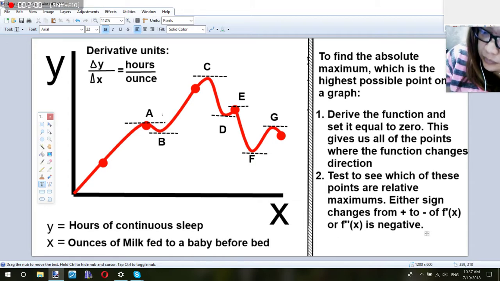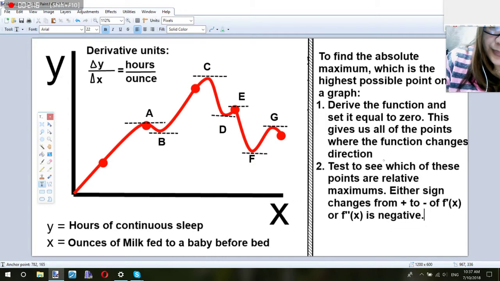So if you take a look at A, C, and E, the function is concave down. So that means my second derivative is negative. Also, for all of the points A, C, and E, my sign changes from positive to negative for the slope. Either one of those can prove that this is a relative maximum.